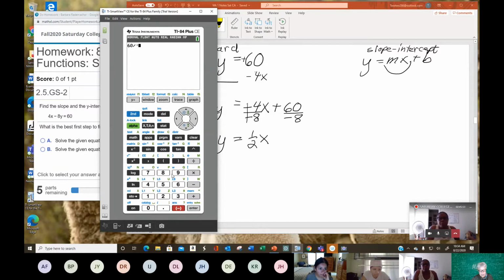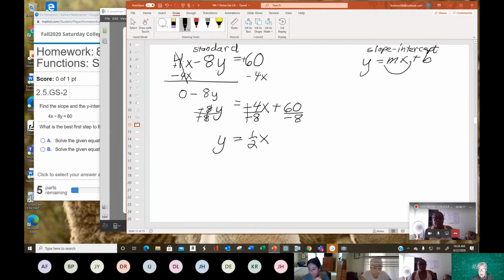So negative 8. Now, I could hit enter, and I'm going to do that, but I need a fraction. So I am going to hit math, frac, which is enter, and then enter again. Negative 15 over 2 is how it reduces, or you can reduce it by hand. So that'll be negative 15 over 2.